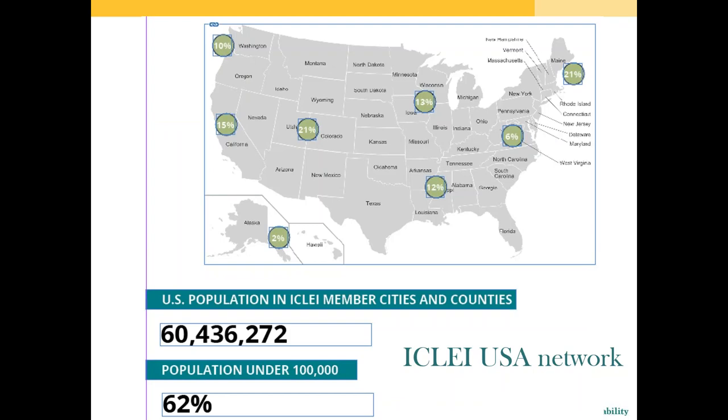So I'm going to start just giving a little bit of background on ICLEI and greenhouse gas inventories, and then get into the contribution analysis. I'm with ICLEI USA, which is a network of around 200 cities and counties in the U.S. working on various kinds of sustainability issues. You can see on the map there what the distribution of those is. The total population is about 60 million in all those various cities and counties. And then we are also part of a larger global network of about 1,500 local governments.